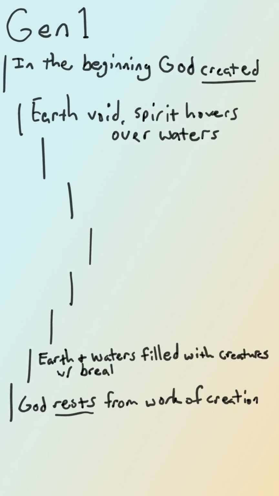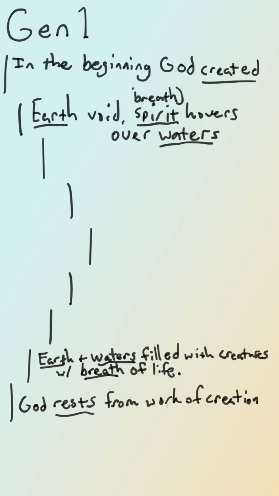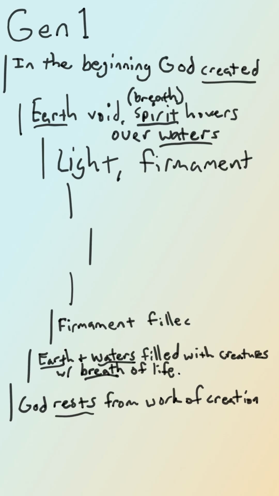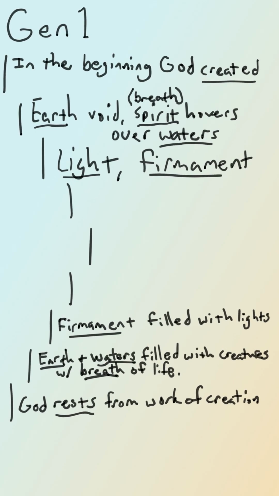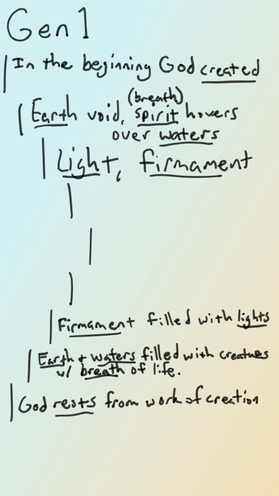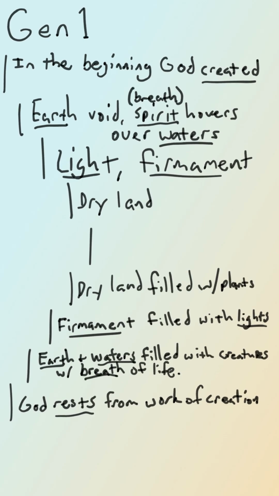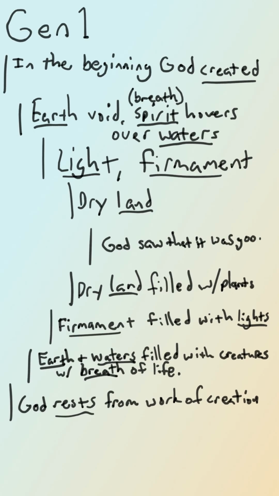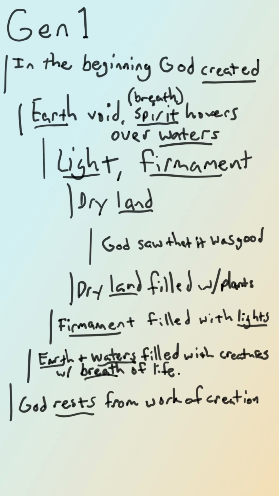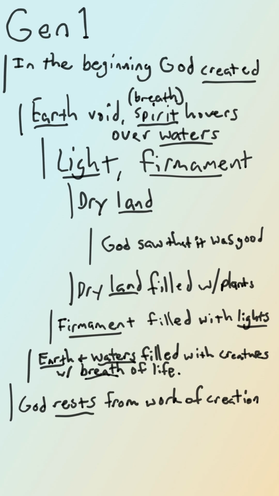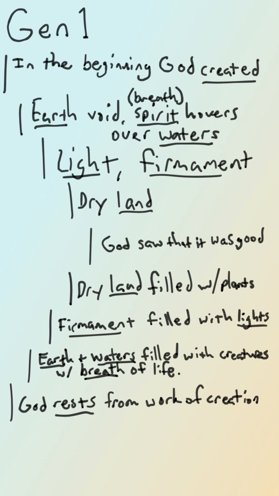In verses 20 through 30, God fills the waters, the earth, and the living creatures. In verses 3 through 8, God creates the light and the firmament of the heavens. In 14 through 19, the heavens are filled with individual lights to rule and divide the day and night. In verses 9 through 10a, God causes the dry land to appear, and then we have the central axis, which is that God saw that it was good. And then in 11 through 13, God fills that dry land with grass, herbs, and fruit-bearing trees.